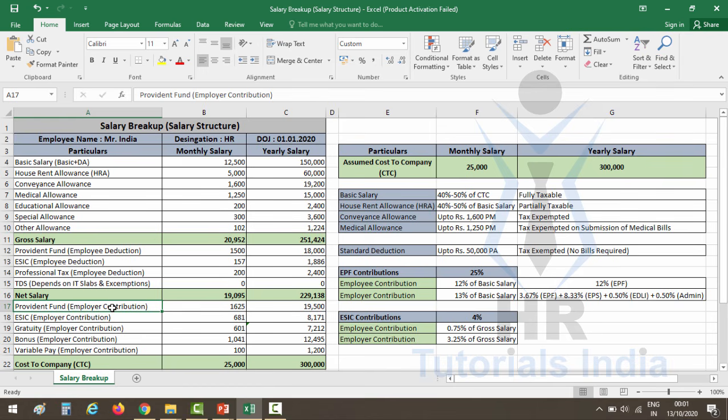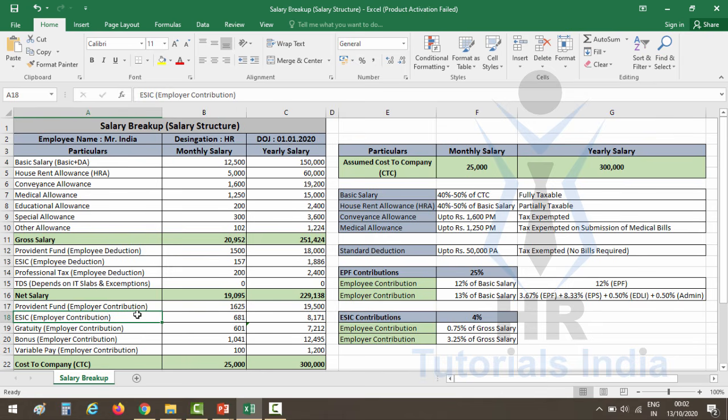So provident fund has an employer contribution of 13% of basic salary. Here I have calculated the employer contribution of PF. So employer contribution of PF is 13% of basic salary. Basic salary comes in the field B4.